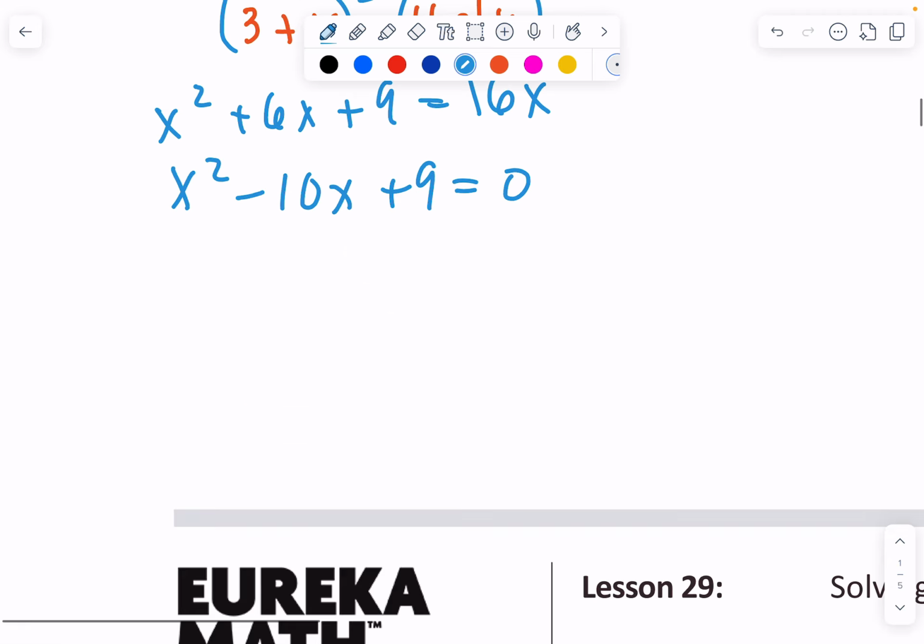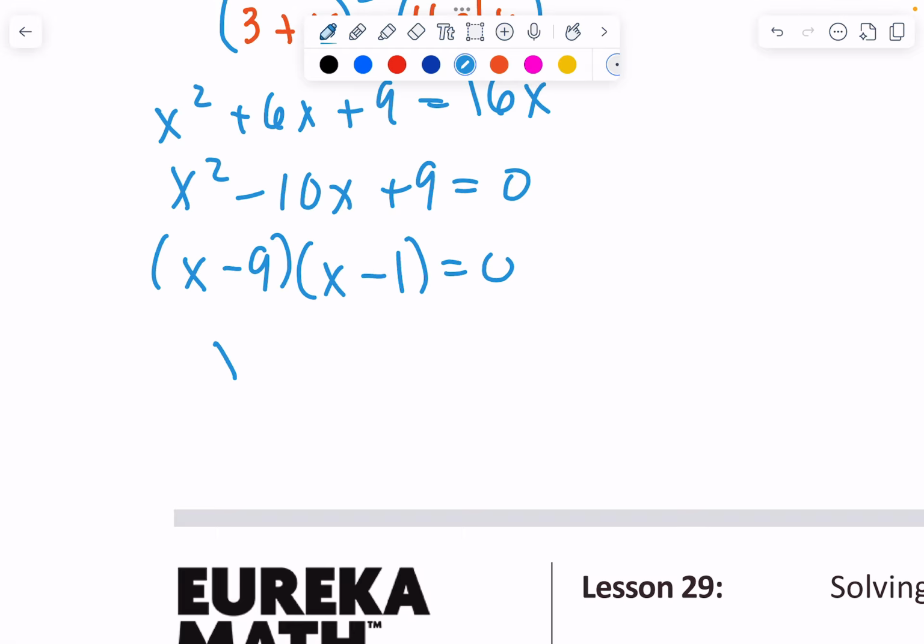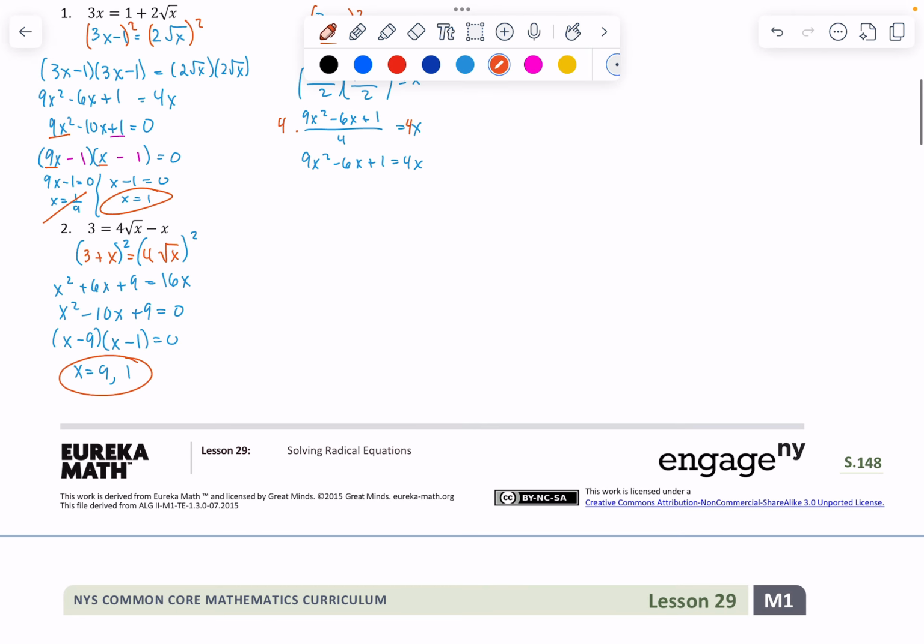Two numbers that multiply to 9 but add to negative 10 are negative 9 and negative 1. So I get 9 and positive 1. And both of them actually work in this case. So both are solutions to the equation.